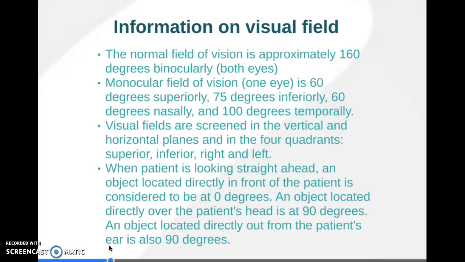When the patient is looking straight ahead, an object located directly in front of the patient is considered to be at 0 degrees. An object located directly over the patient's head is at 90 degrees, and an object located directly out from the patient's ear is also going to be 90 degrees.